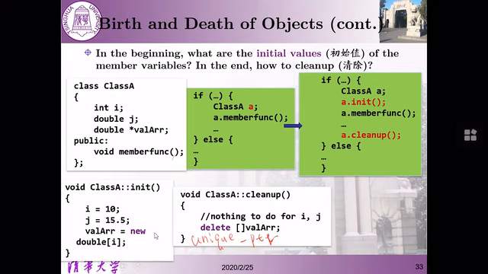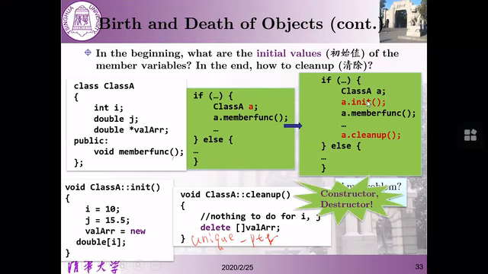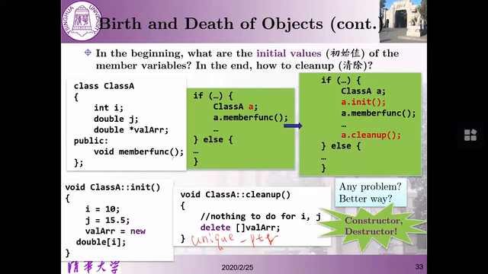Anyways, we need to know new and delete because there are many programs written with new and delete. Many programmers don't use unique_ptr. So we still need to know new and delete in case we are reading or using other people's code. Okay, so for this implementation, any problems? The problem is that a careless user may forget to clean up, or a careless user may forget to init. So a better solution is to use constructor and destructor.